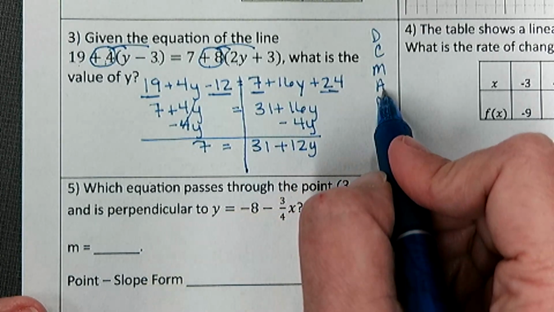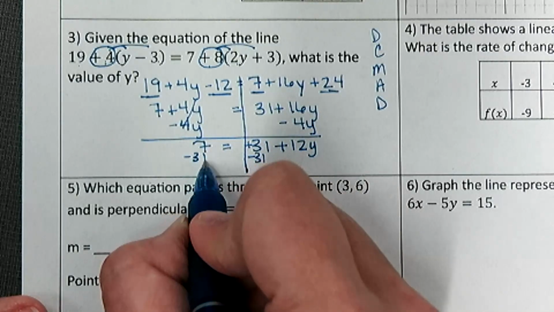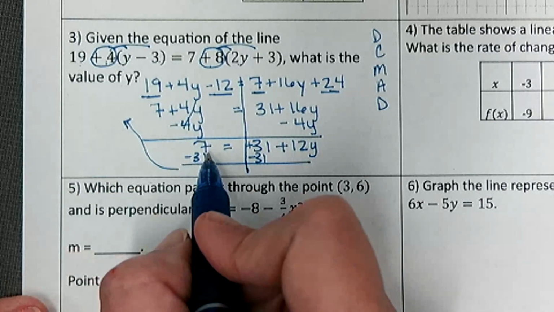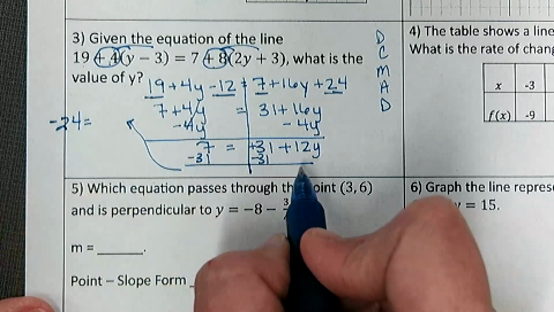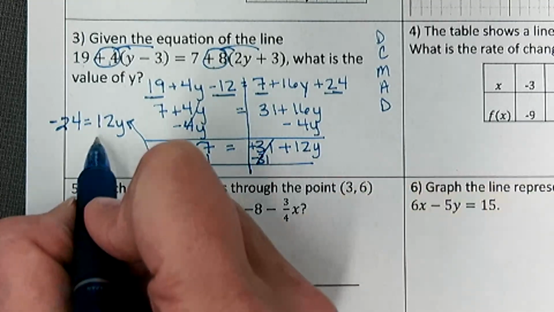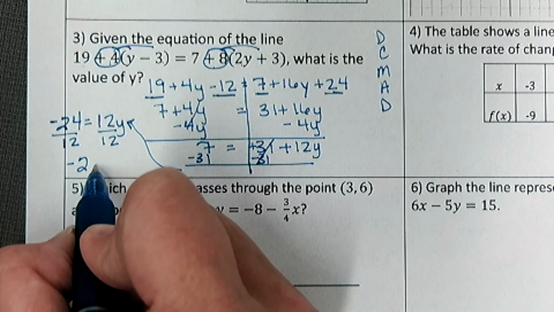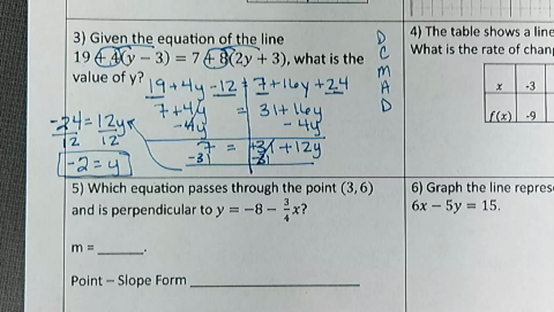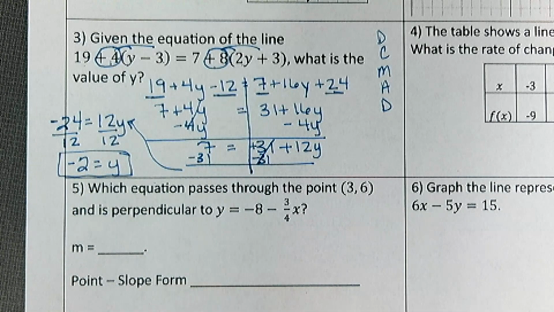Then I need to undo my add, subtract. This is a positive 31, so I'm going to subtract it. I've run out of room, so I'm going to write over on this side. 7 minus 31, be careful with your signs, is a -24. And then I have equals 12y. Divide is my last step. I'm multiplying by 12, so I need to divide. -24 divided by 12 is a -2. You can always take this -2 and plug it back into your original equation to check it.